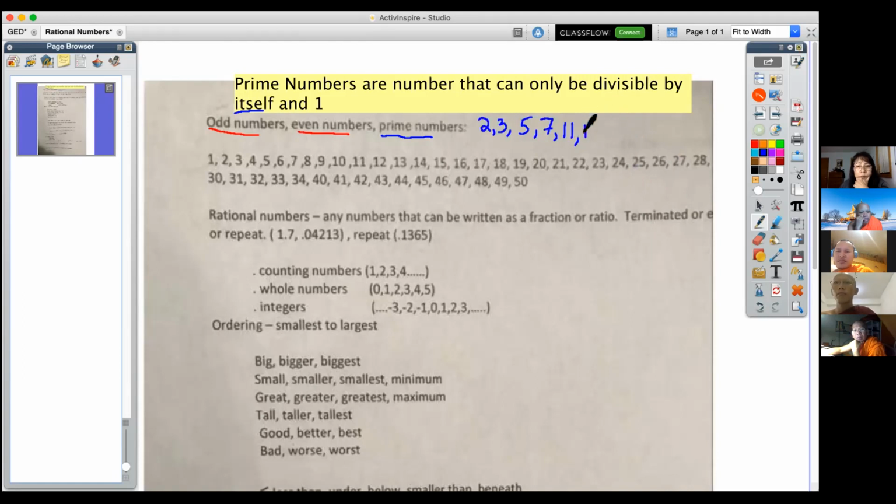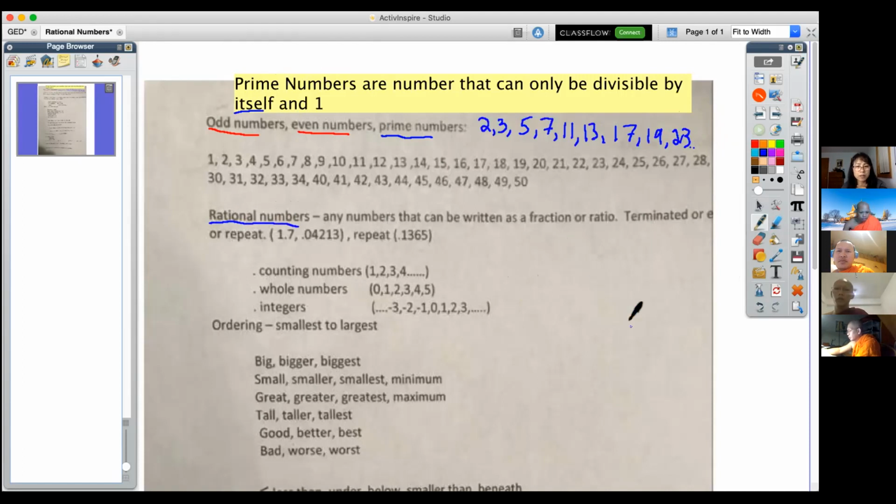13. Yeah. What's the next one? Not 14 because 14 is divisible by 7. 17, yep. Not 19. Yep. 23. 27 is not a prime. 27 is divisible by 9, right? Okay, so that's enough. So you know what prime is, okay? All right. Then she wants you to know a rational number.